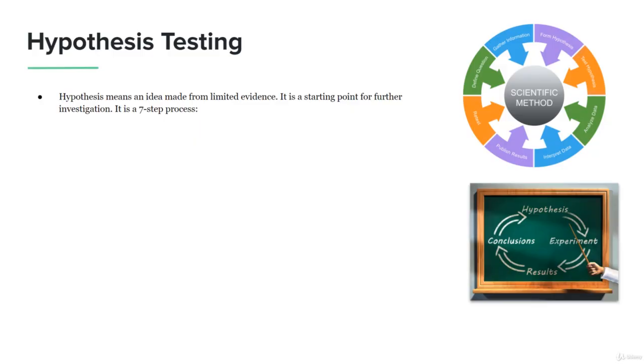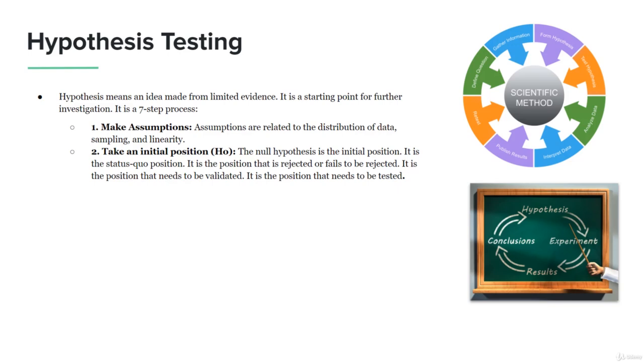So hypothesis means an idea made from limited evidence, right? We're making a guesstimate. We're making some sort of claim based on certain limited information. It's the starting point for further investigation, and there's a 7-step process. So the first step here is to make an assumption, right? Assumptions are related to the distribution of data, sampling. And so we're just making an assumption of what we think we're going to see or what we think is going to happen, right?